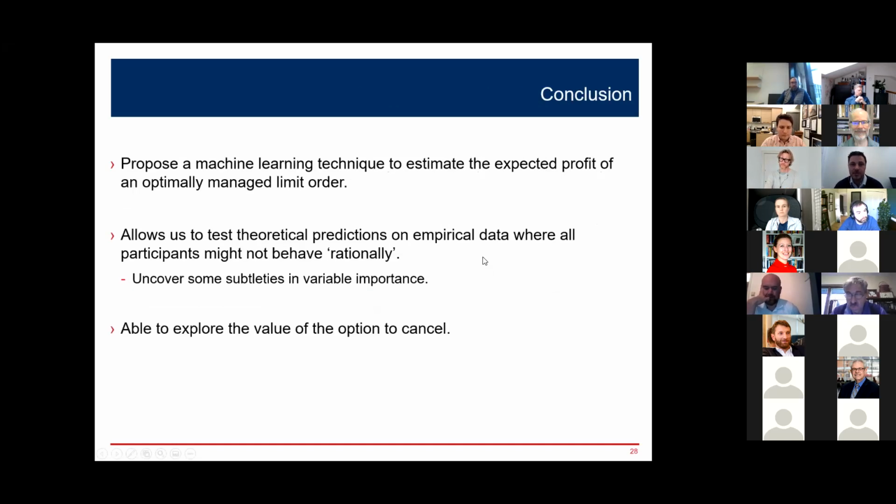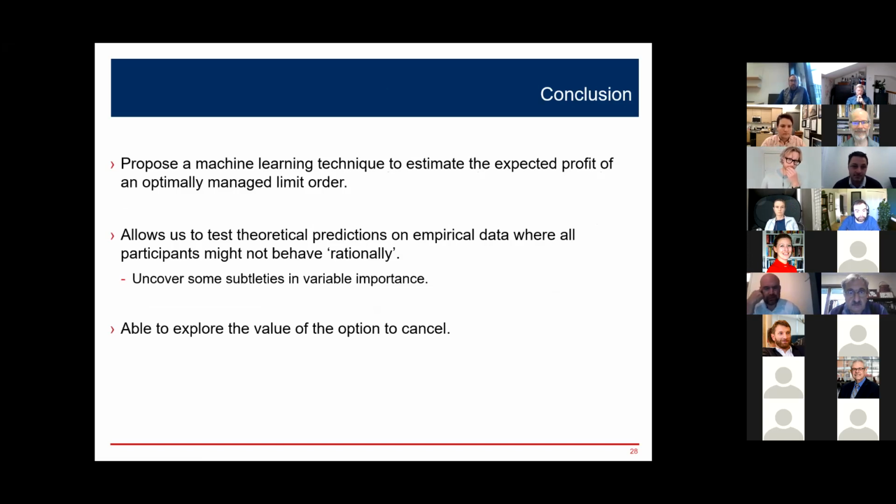So that's a big overview there. As I say, the idea is to propose that machine learning technique, to try to get out the expected profitability of every order if you're going to optimally manage it.